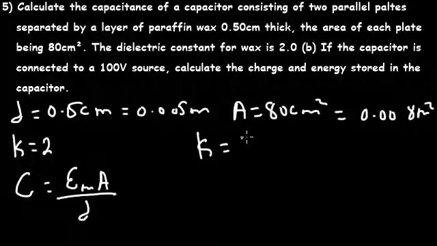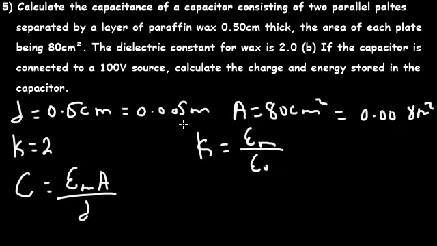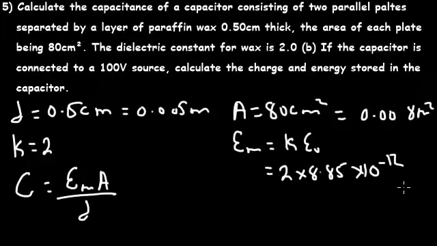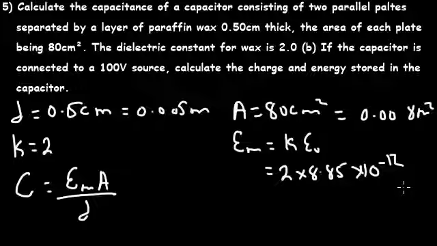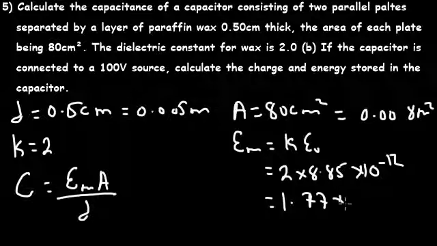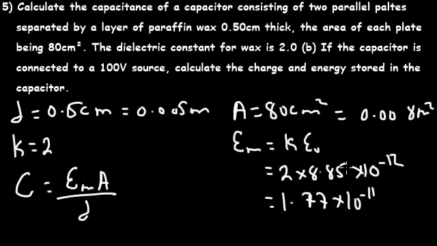The permittivity we have been using right from the previous examples is the permittivity of free space, the permittivity of a vacuum. But now the insulator separating the two metal plates is not a vacuum, but wax. Now we said K is equal to epsilon sub m over epsilon sub naught, and epsilon sub m would be the product of the dielectric constant and the permittivity of free space. So we have 2 times 8.85 times 10 to the power of negative 12. Let me use my calculator. I got 1.77 times 10 to the power of negative 11. That's what I'm going to be using as epsilon sub m.